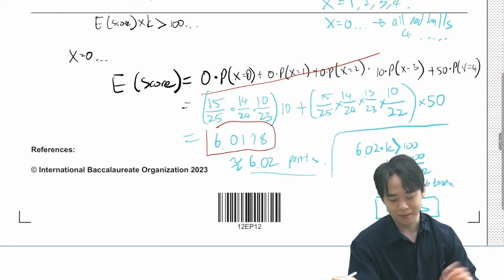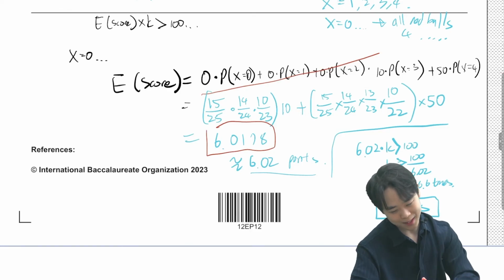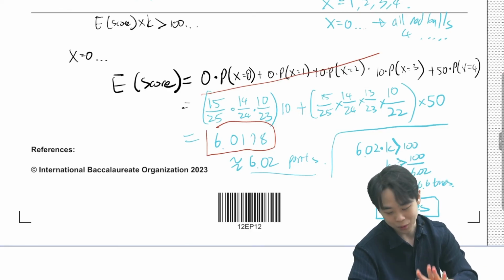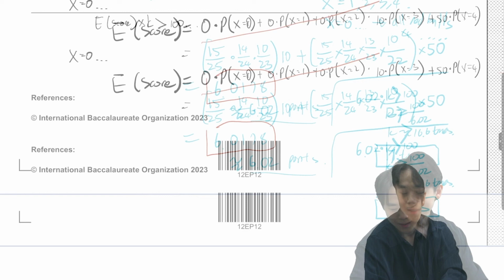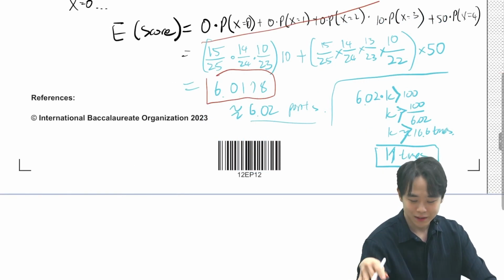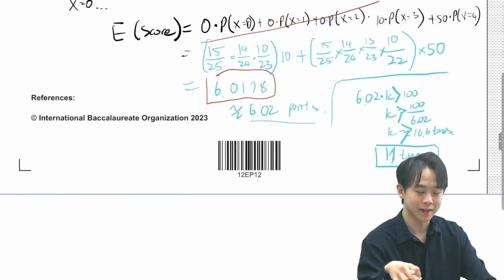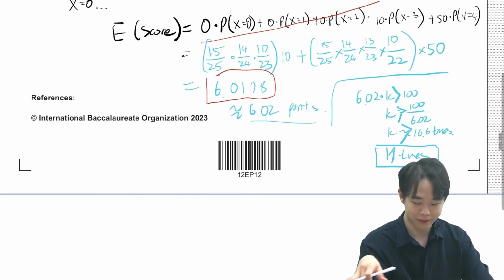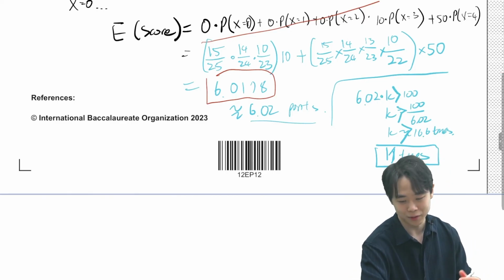That led us to say, okay, you have to play at least 17 times if you want to score 100 or higher. So that was what we did for this question. That wraps it up for number 9, as well as this entire paper. So that was 23 May, Paper 2, Timezone 2.